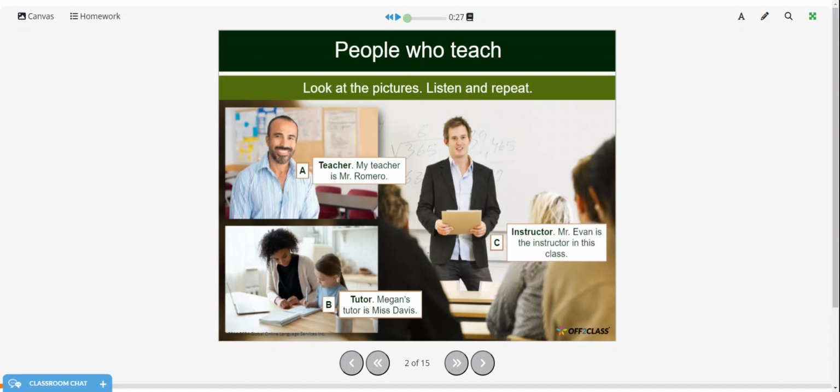Teacher. My teacher is Mr. Romero. Tutor. Megan's tutor is Miss Davis. Instructor. Mr. Evan is the instructor in this class.